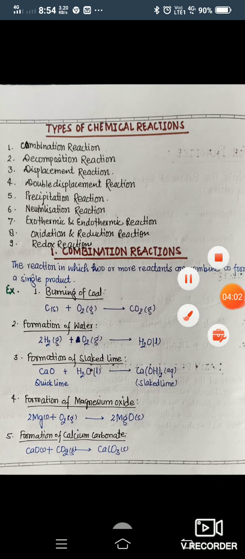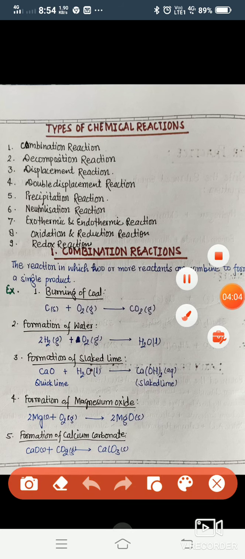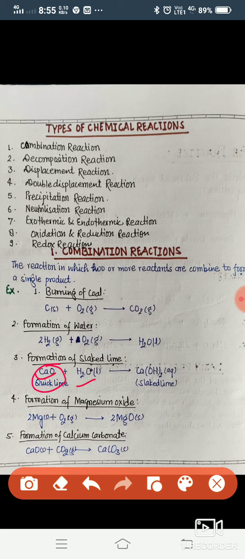Now formation of slaked lime. Here quicklime, that is calcium oxide, reacts with water to form slaked lime, that is calcium hydroxide. So if you see here, two reactants, calcium oxide and water, react to form a single product, that is calcium hydroxide. So it is also a combination reaction.